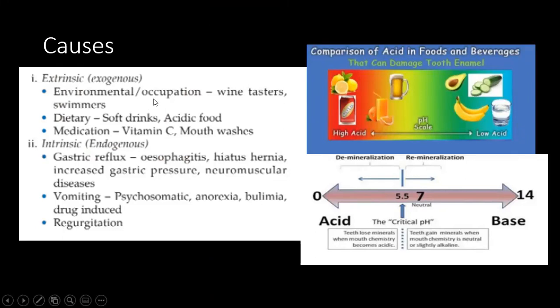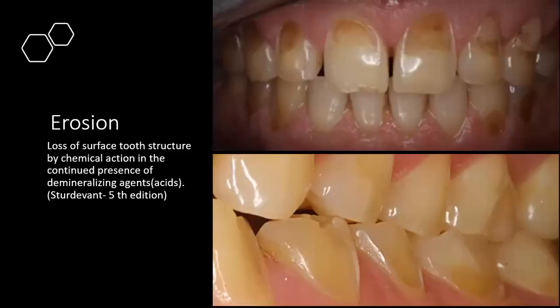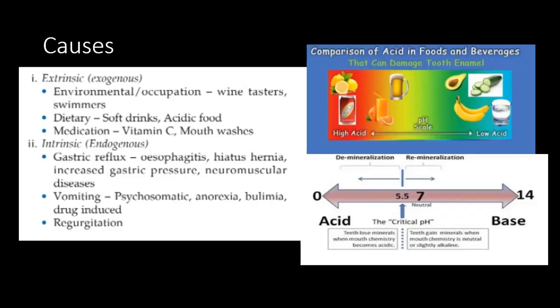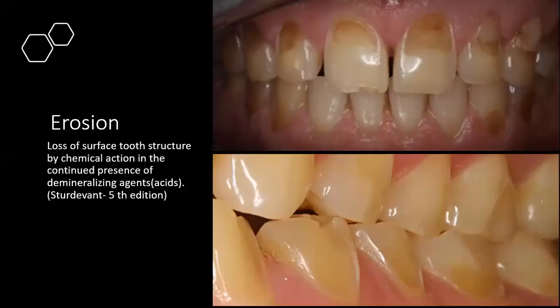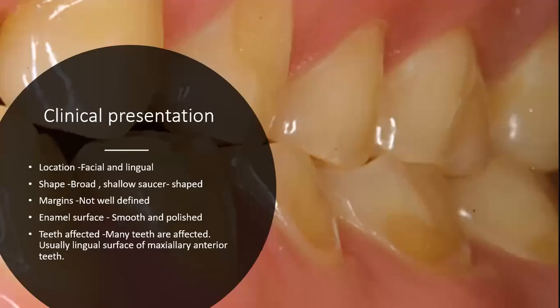So in all these extrinsic and intrinsic cases, there is a continued presence of acid in the oral cavity, leading to erosion. In intrinsic causes, our stomach has hydrochloric acid; during gastric reflux, vomiting, or regurgitation, the stomach acid enters into our oral cavity, leading to a drop in pH of the oral cavity, resulting in erosion.